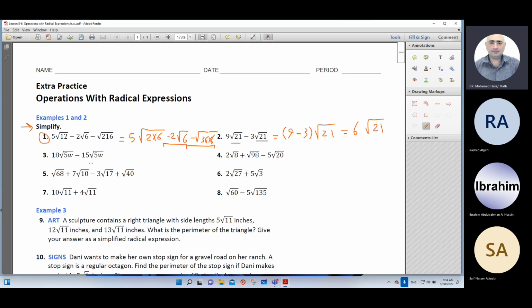Listen here to the number 3. As you see here you have square root of 5w and here you have square root of 5w. So we can do subtraction here. How? Take the number who multiply by the first square root, 18, minus the number who multiply by the second one. Then put the same square root. 18 minus 15 will be 3 square root of 5w.